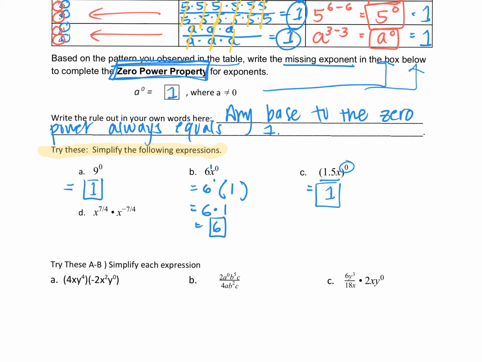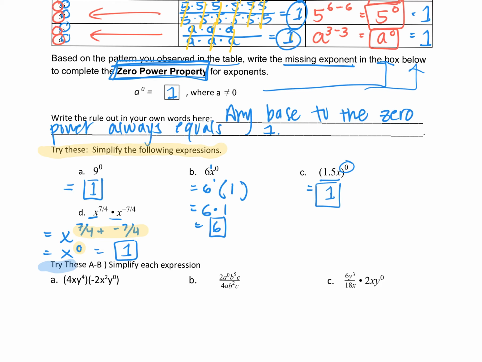For part D, I need to do a certain property first. These are being multiplied and they both have a base of x. So that means I'm going to use the product property and I'm going to add my exponents. I have 7/4 plus negative 7 over 4. And that is going to give me x to the, if I put that in my calculator, I'm going to get 0. And then x to the 0 is equal to 1.